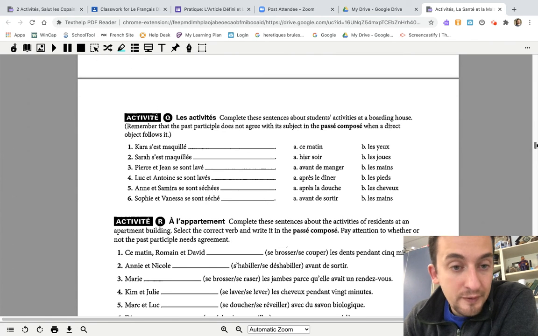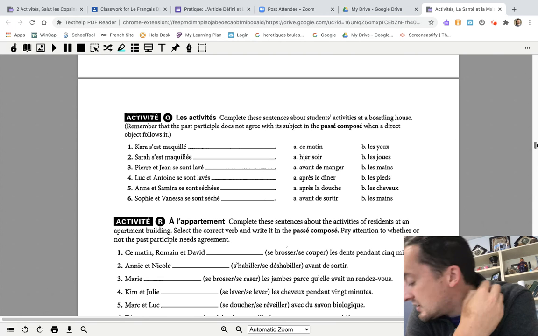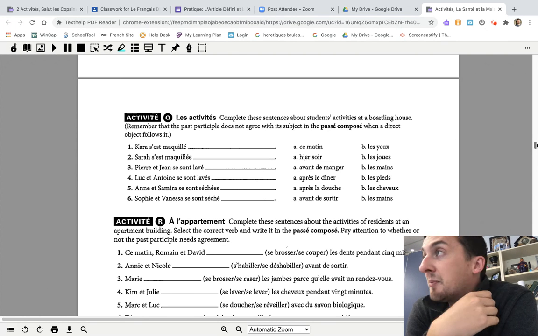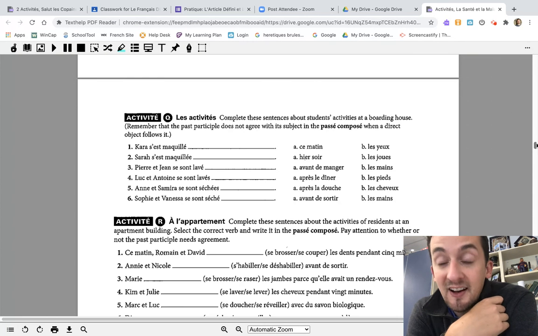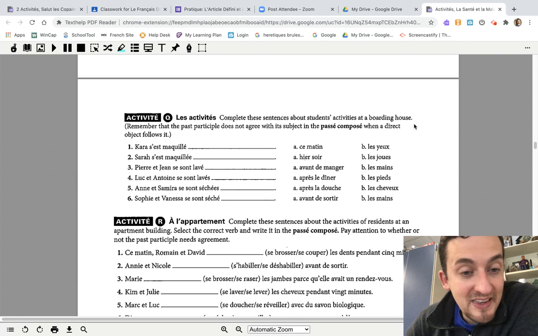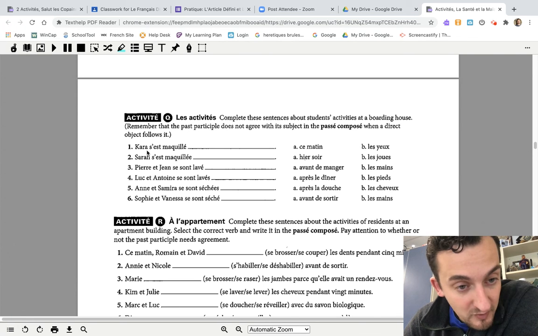Activité Q. Les activités. Complete these sentences about students' activities at the boarding house. Remember that the past participle does not agree with its subject in the passé composé when a direct object follows it. So we talked about that in class. That's one of the rules, that the past participle agrees with the subject unless you have a direct object after it. D'accord? So, Cara s'est maquillée. You can either say ce matin or les yeux. But only one of them is possible.